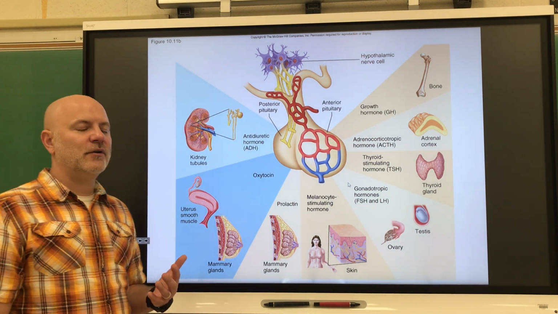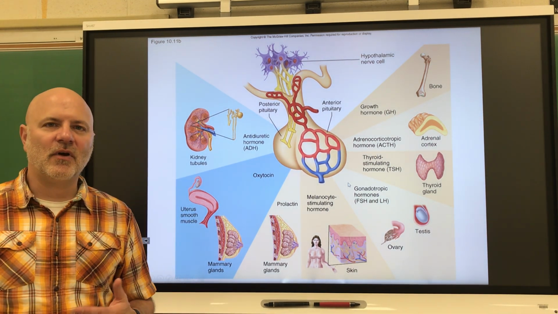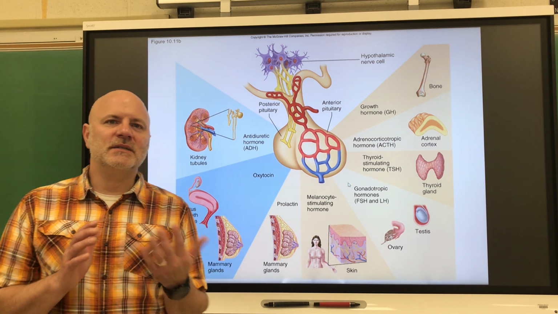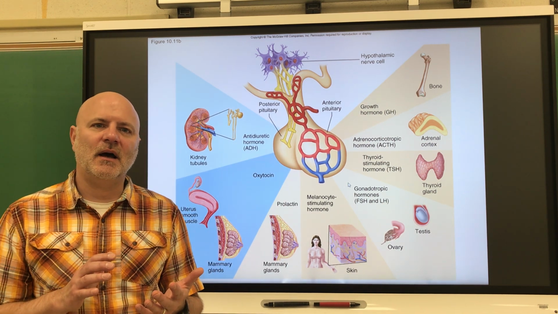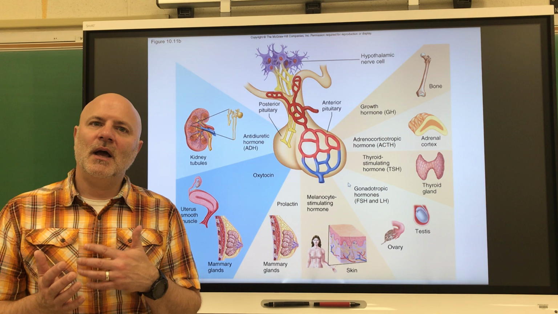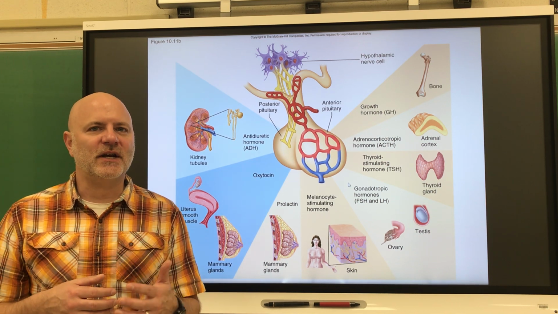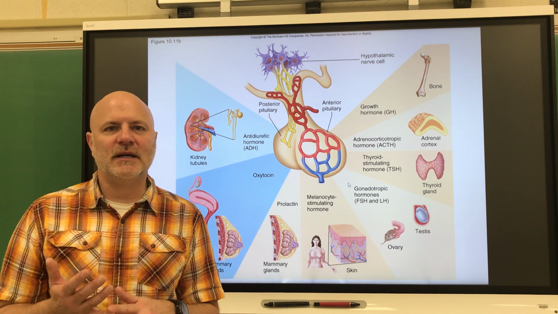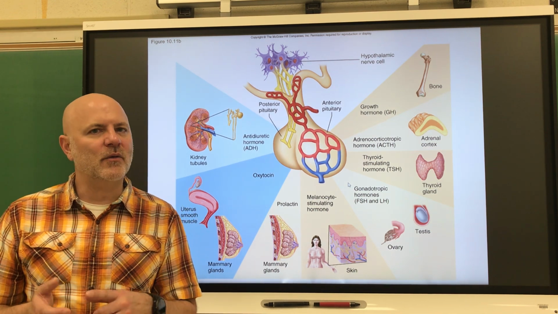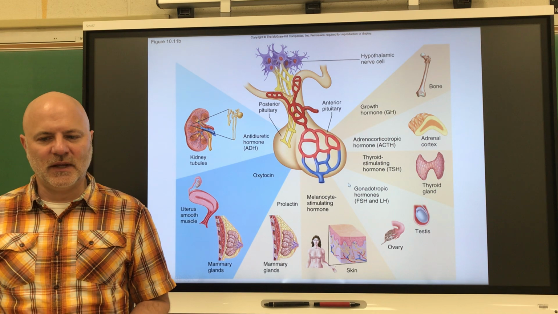Oxytocin is also, quote-unquote, known as the love or cuddle hormone. Because anytime you have physical contact with your significant other, you're going to secrete oxytocin. And this is going to cause feelings of affection and contentment. So you're going to secrete oxytocin when you hold hands, when you hug, when you kiss, definitely during sexual activity. All right?